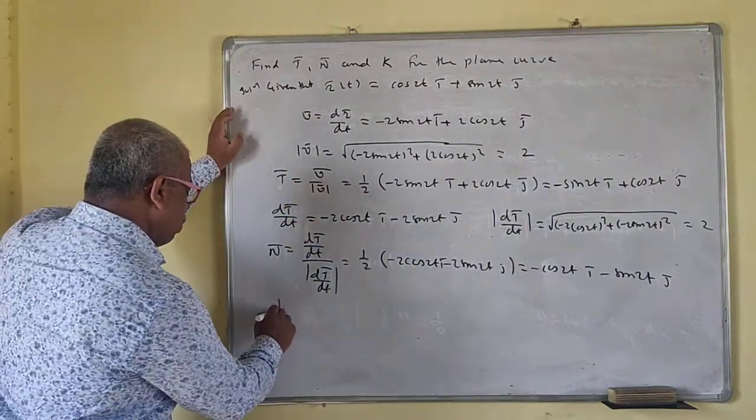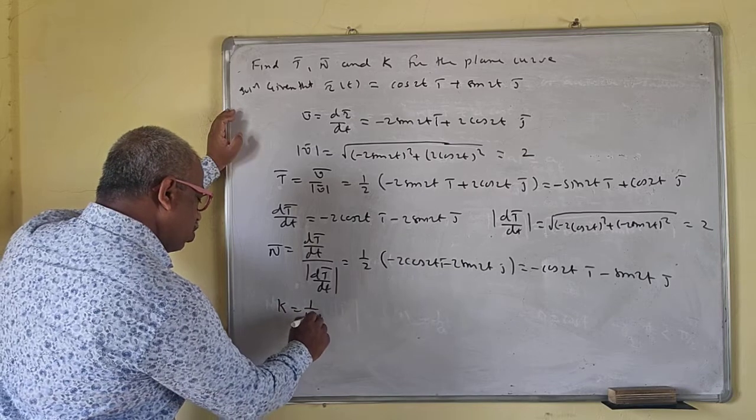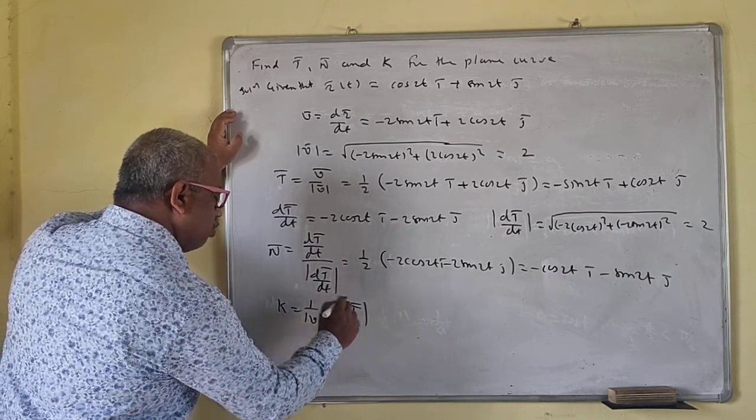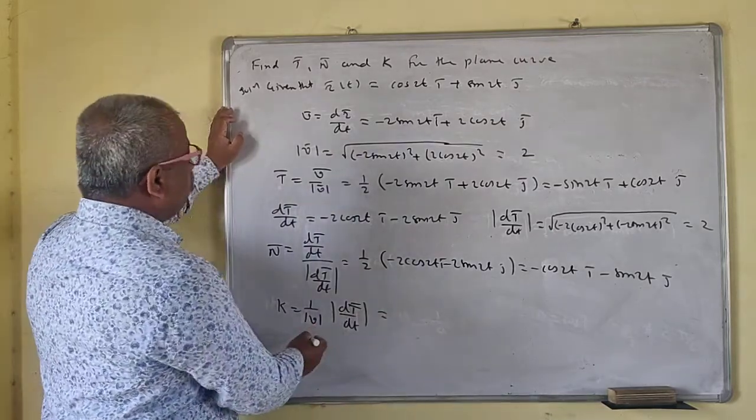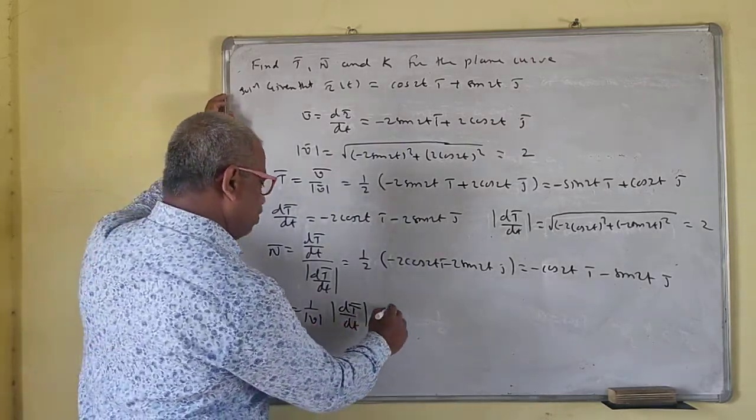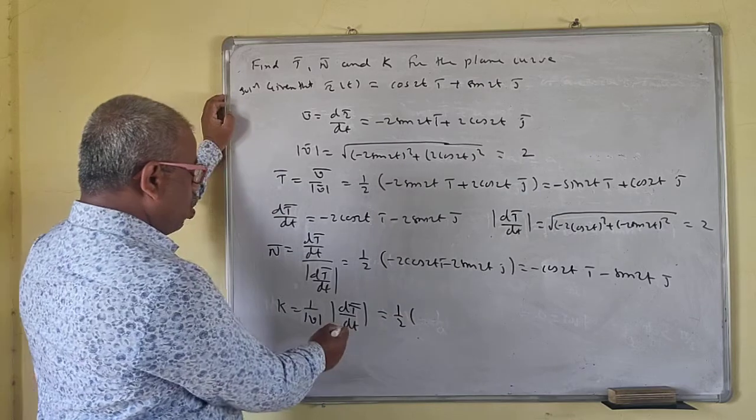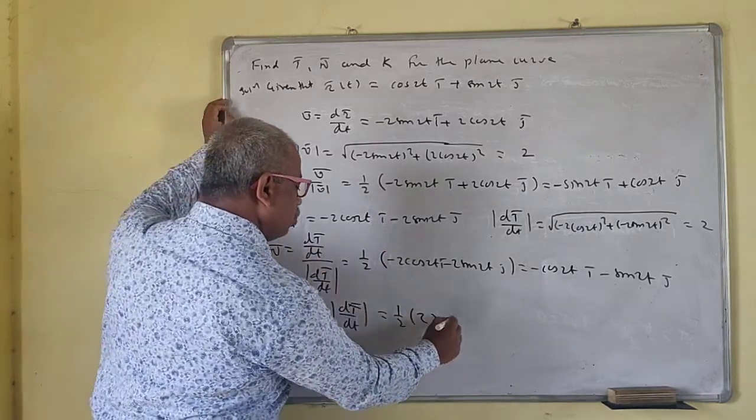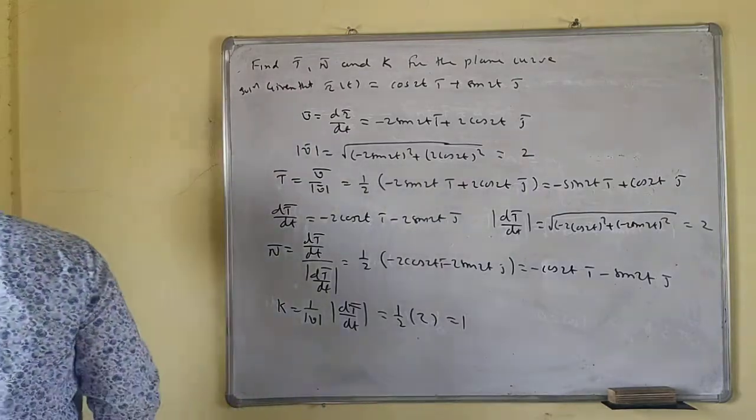Okay, so now your curvature is 1 upon mod of V bar into mod of dT bar by dt. The modulus of V is 2, so this is 1 upon 2 into mod of dT bar. The mod you have also found, which is 2. So curvature is 1.